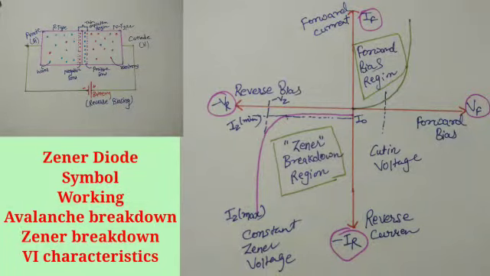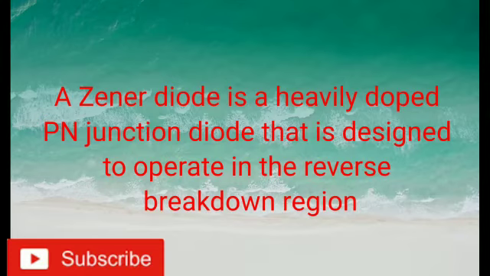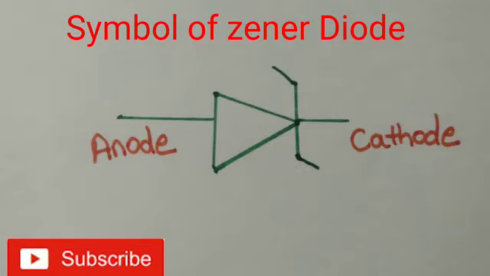Come, let's see about the Zener diode. First we will see what is Zener diode. A Zener diode is a heavily doped PN junction diode that is designed to operate in the reverse breakdown region. Here you can see the symbol of Zener diode.